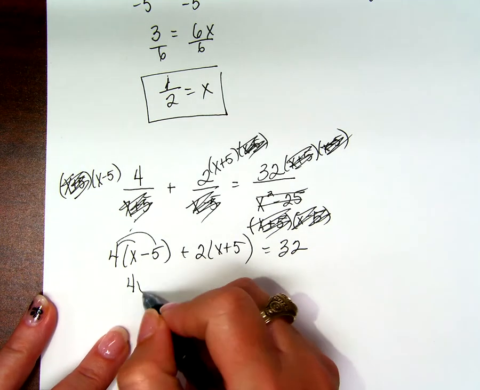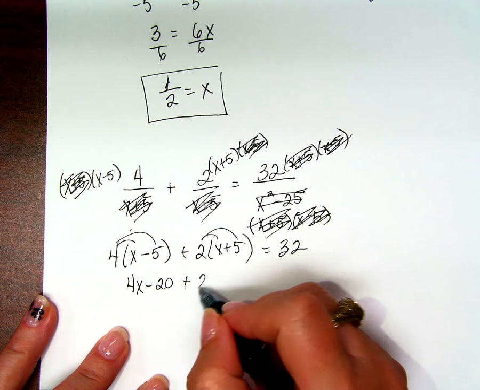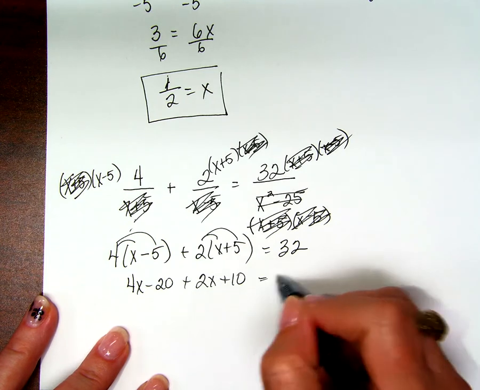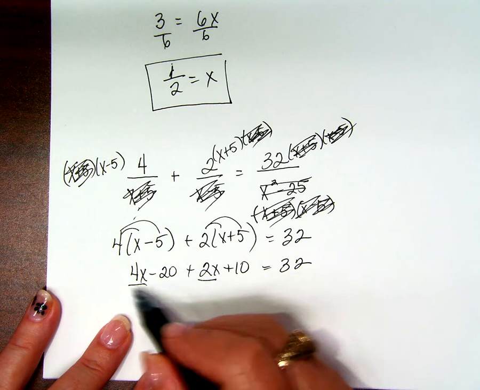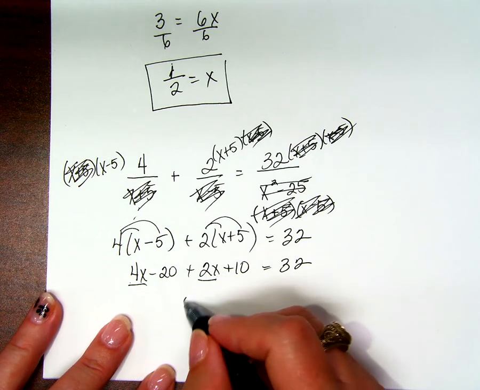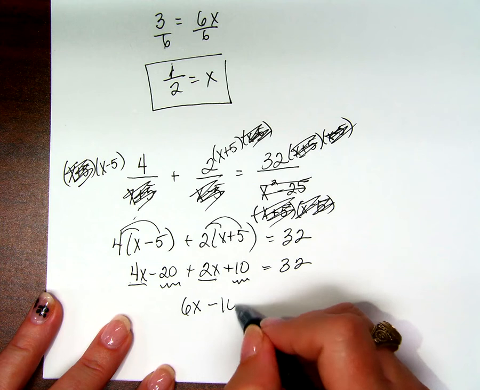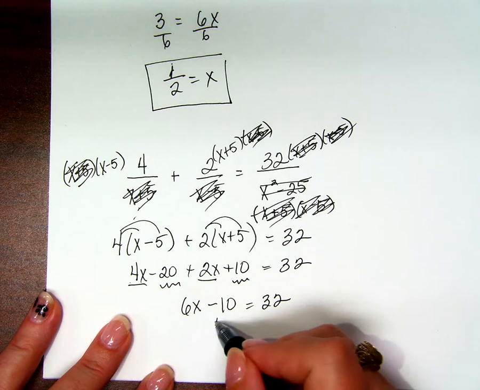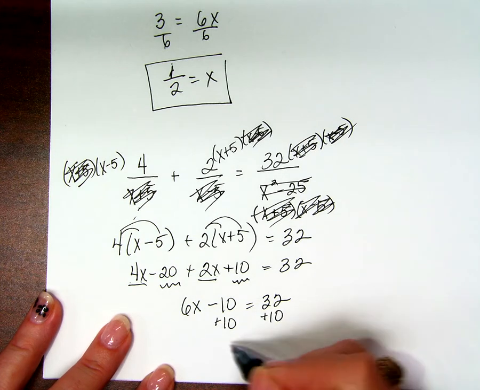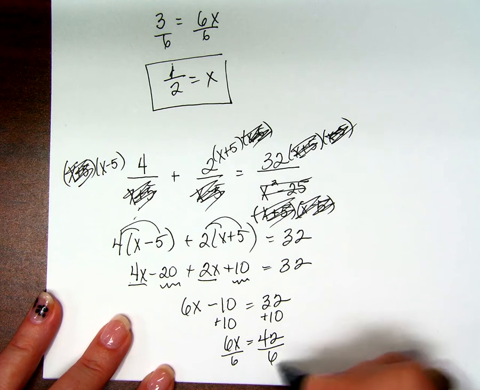Distribute: 4x minus 20. Distribute: 2x plus 10 equals 32. Combining my like terms, I have 4x and 2x. Negative 20 and positive 10. All I have left to do is add 10 to both sides and divide by 6.